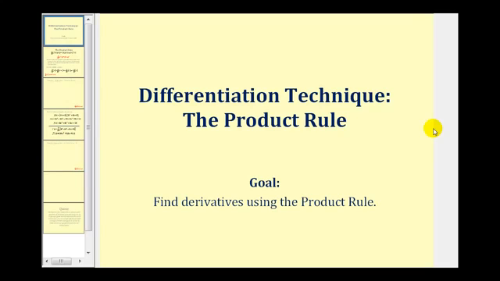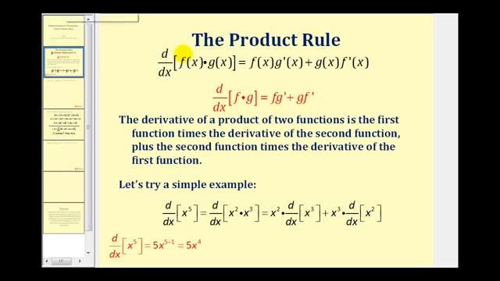Welcome to an introduction to the product rule of differentiation. The product rule gives us a formula to find the derivative when we have the product of two functions, seen here using function notation and seen here just using f and g.